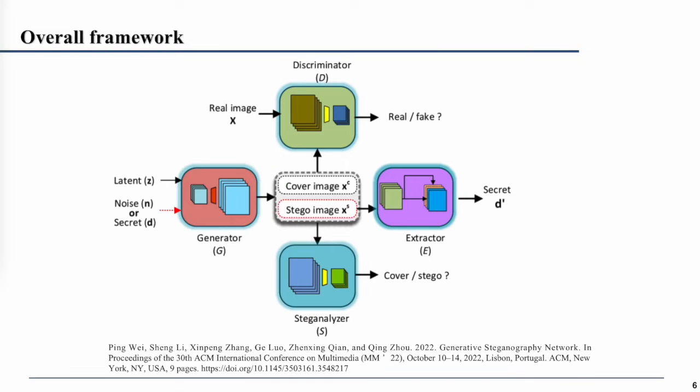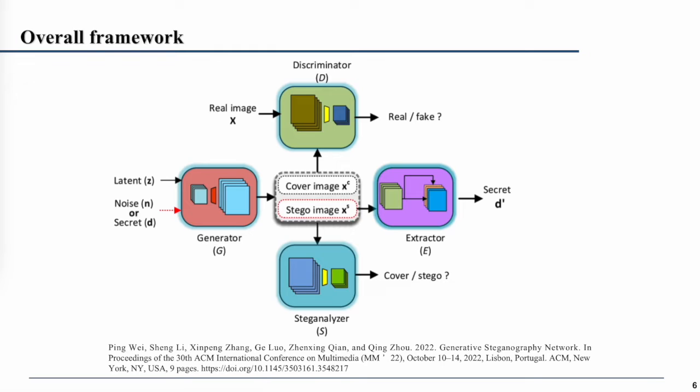The proposed GSN contains 4 subnetworks: a generator G, a discriminator D, a Steganalyzer S and an extractor E. Discriminator D and Steganalyzer S are used as 2 discriminators in GANs, which can ensure the visual quality and reduce the difference between generated cover, stego images, respectively. The inputs of GSN include a latent vector, a noise matrix or a 3-dimensional matrix of secret data.